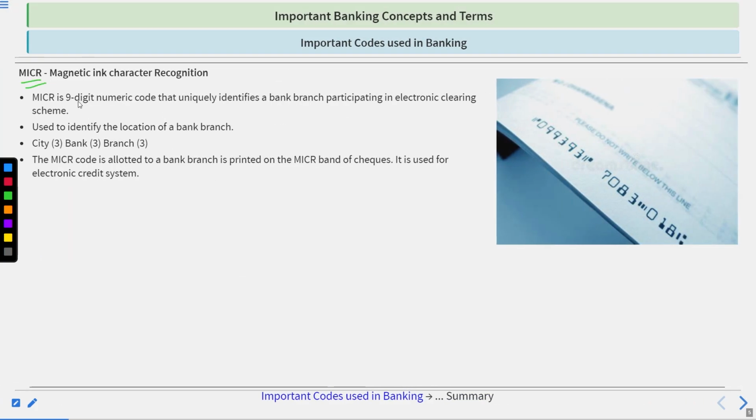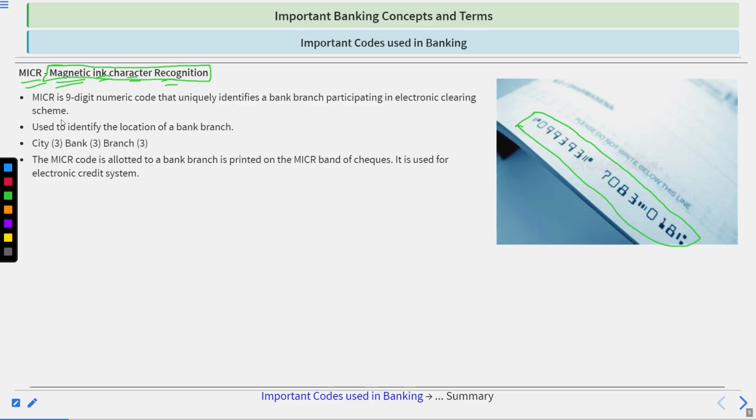Now the MICR. Whenever you have used checks, if you have ever seen a check, then you must have seen this kind of digits at the bottom of the check, right? So what do these digits mean? MICR, what does it mean? It stands for magnetic ink character recognition.